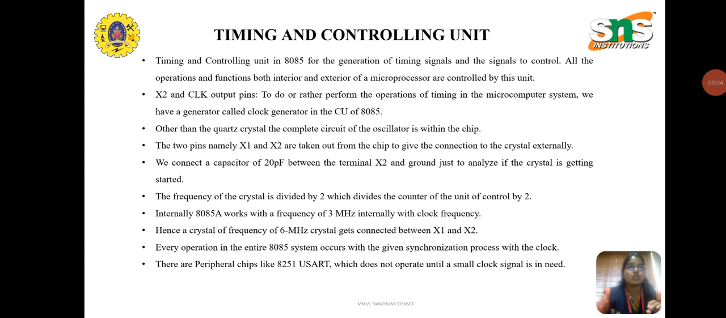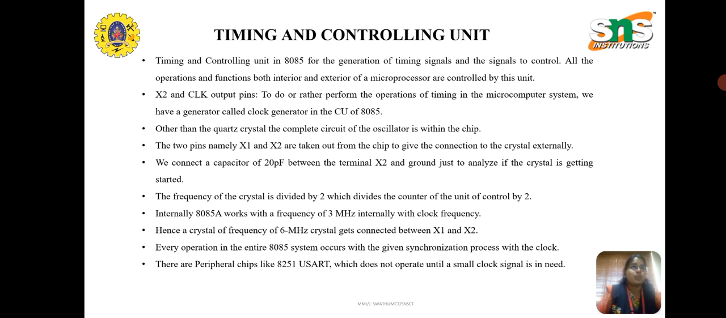In this lecture, we are going to discuss the timing and control unit. The timing and control unit in 8085 is used for generation of timing signals and control signals. All the operations and functions, both interior and exterior of the microprocessor, are controlled by this unit.